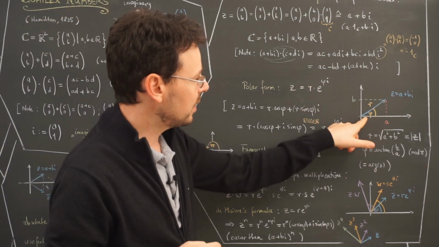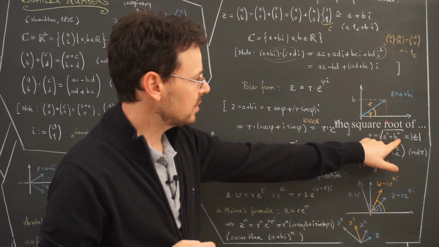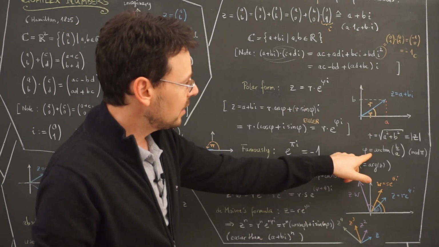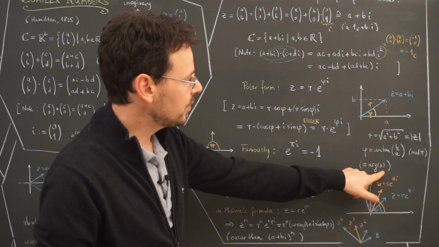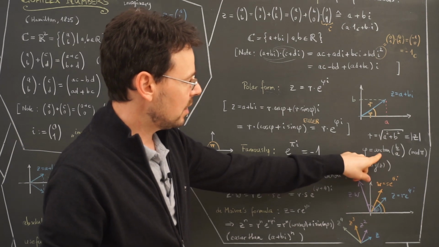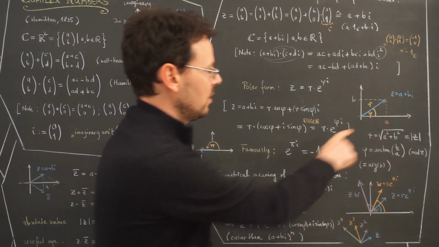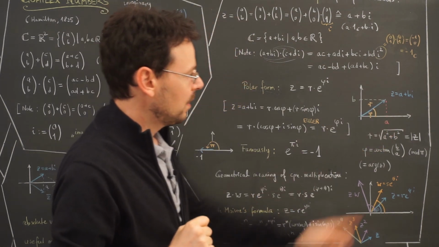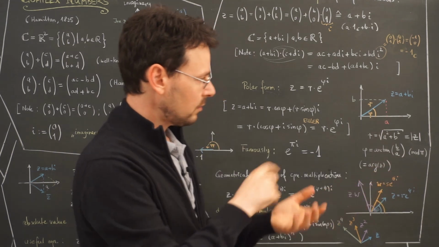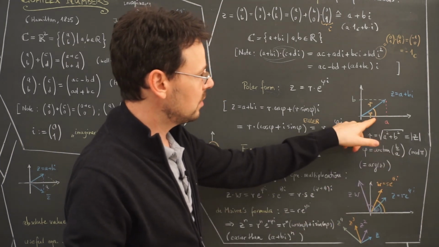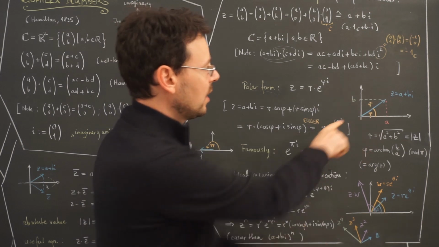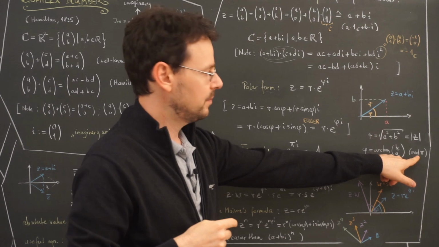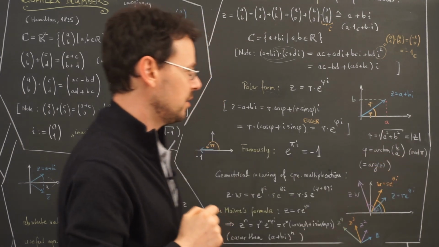r is here, by the Pythagorean theorem, the square root of a squared plus b squared, also denoted as the absolute value of z. And the angle, sometimes called the argument of the number, is simply the arctangent of b over a, because tangent of phi is b divided by a. You have to be careful. Your calculator might give you for this here, for example, 30 degrees. But if your number actually points in this direction, you have to add pi. So this here has to be regarded mod pi.